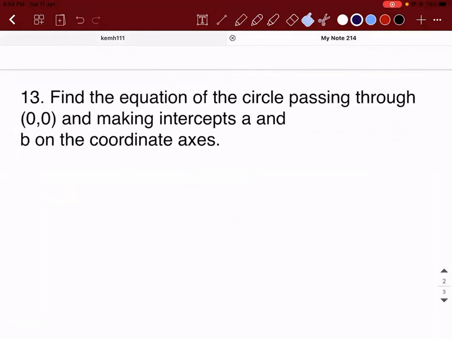They're asking us to find the equation of a circle passing through origin. So be careful, the center is not the origin. Passing through origin and making the intercepts a and b on the coordinate axis.